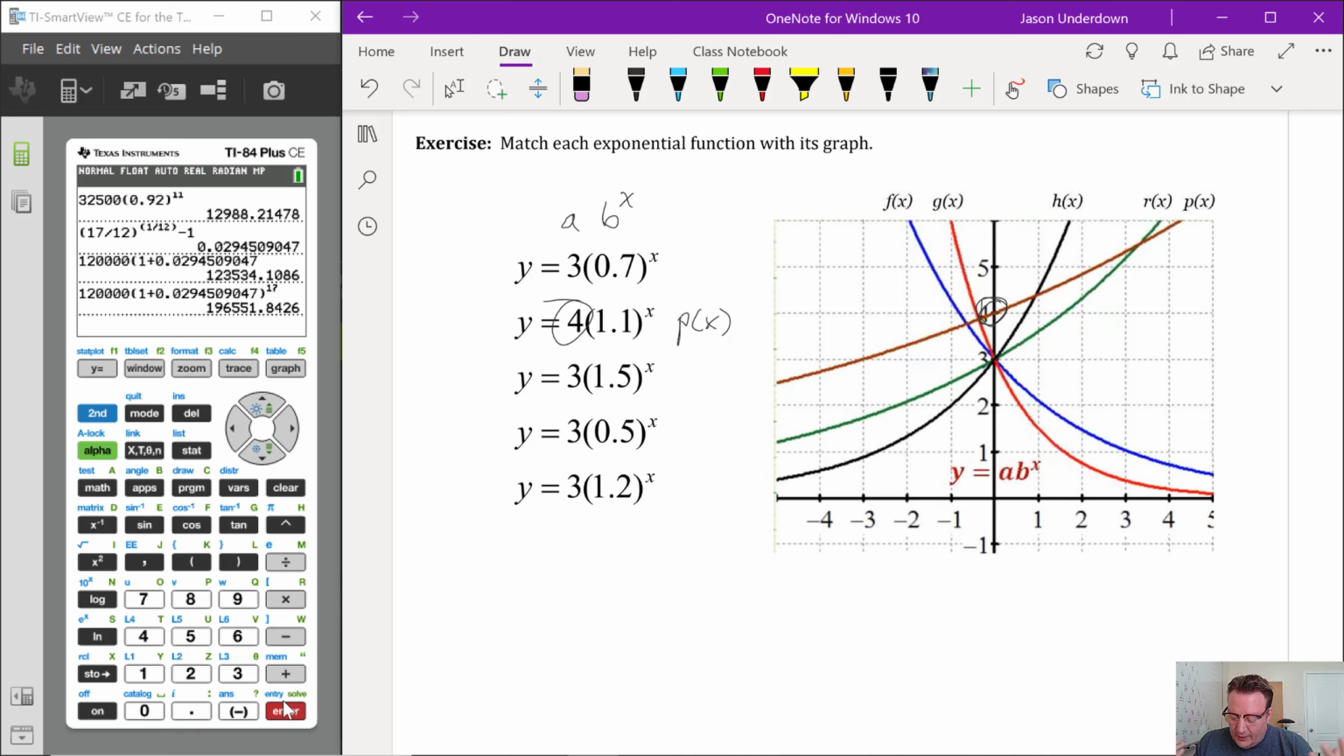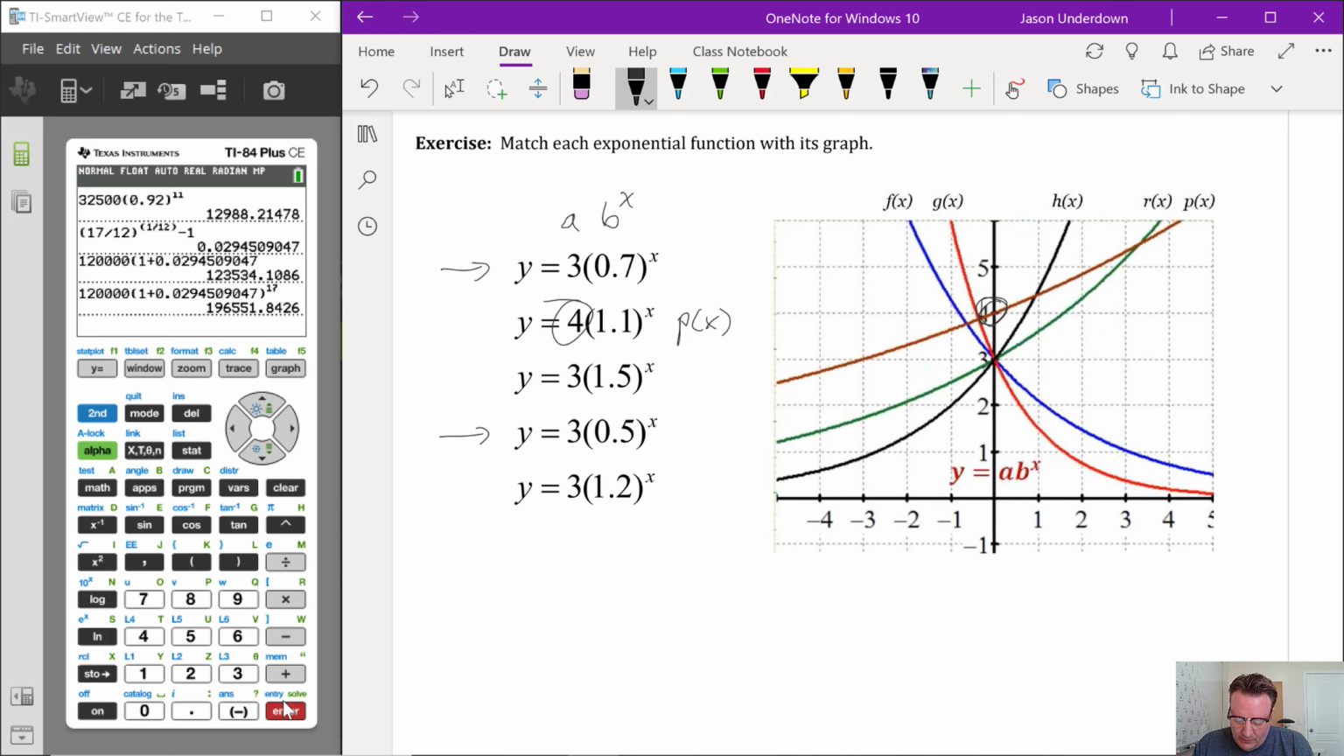Now, all the other graphs go through 3. So now we're going to have to use the base to determine which is which. So I see F and G are clearly exponential decay functions. So that means their base will be between 0 and 1. So let's see, which functions have a base between 0 and 1. It looks like the first one here and this fourth function here.